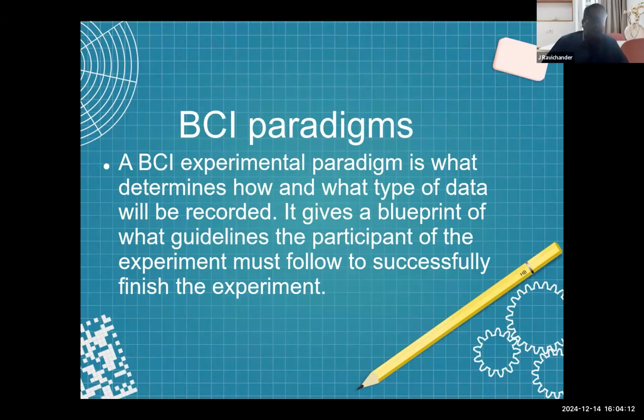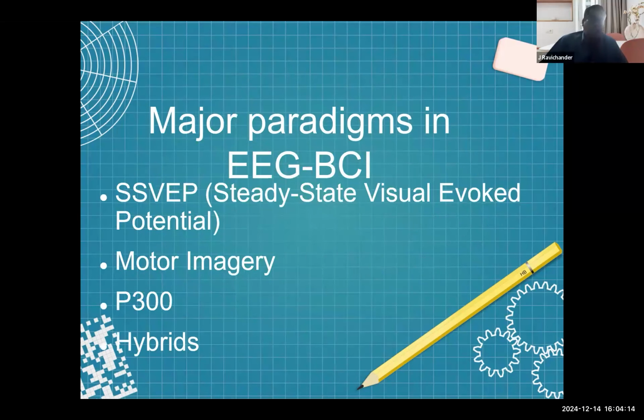How and what type of data will be recorded? There are different types of paradigms we normally have. The first one is SSVEP, steady state visually evoked potential. The second one is motor imagery. The third one is P300. The fourth one is hybrid. Hybrid means the combination of any two of the above methods.